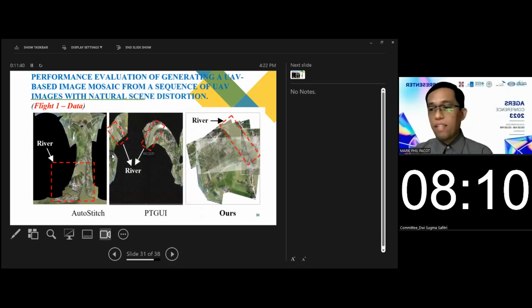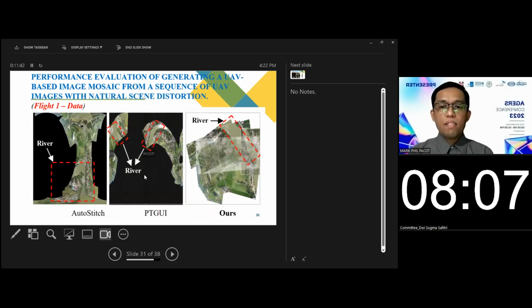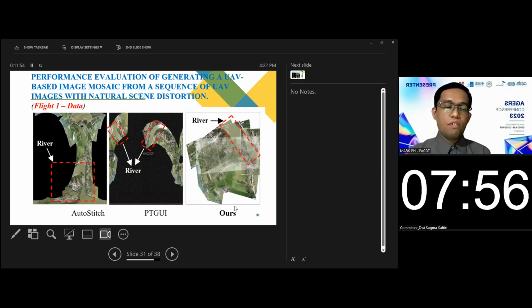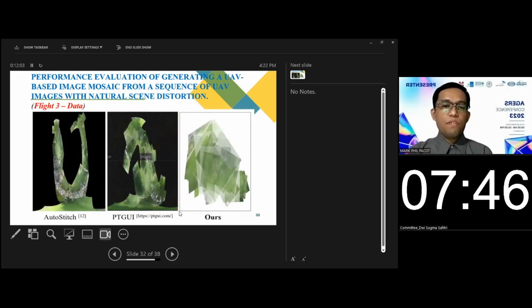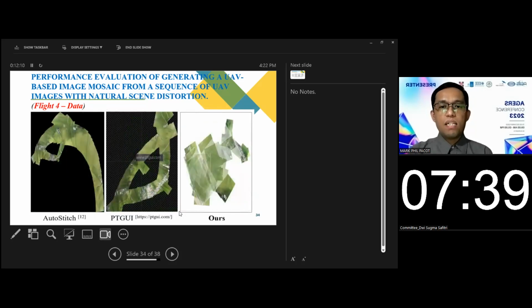For mosaic generation, this is the result when we compared it to AutoStitch and PTGui. Based on subjective visual evaluation, our solution produced a relevant and comprehensive visual presentation compared to the other software. The same goes for flight 2 data. For flight 3 data, our solution also has a comprehensive representation of the image mosaic. And then flight 4.